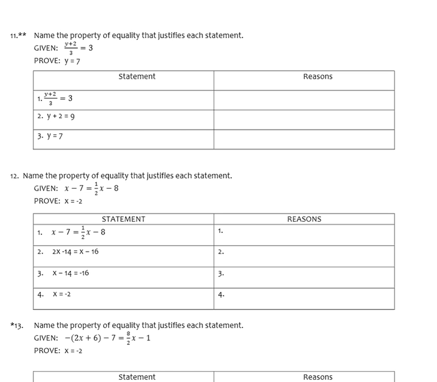Okay, on to number 11. So here's our given, y plus 2 divided by 3 equals 3. Here it is right here, y plus 2 divided by 3 equals 3. So that's always going to be our given for step 1.